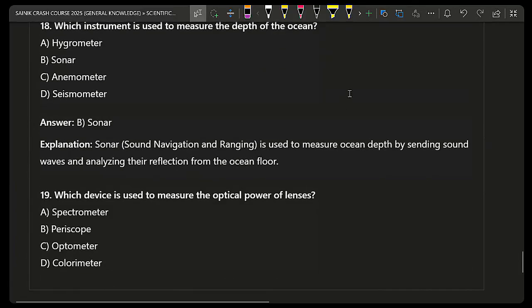Which device is used to measure the optical power of lenses? Spectrometer, periscope, optometer, calorimeter.